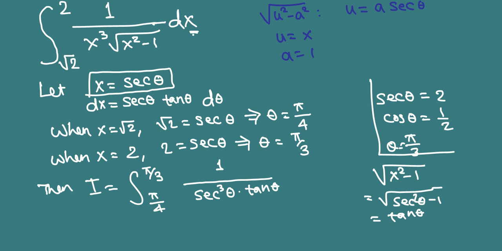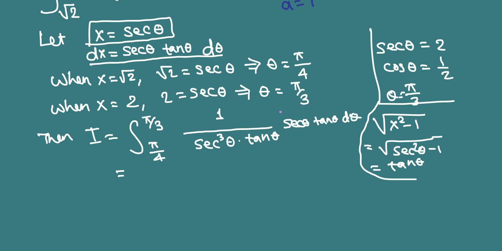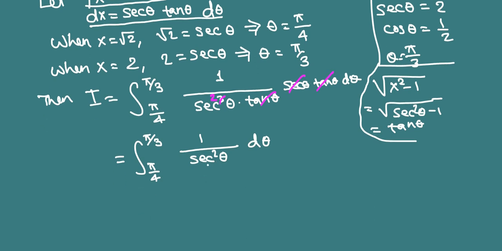This part is tangent theta times dx, and we found dx here. dx is secant tangent d theta. Let's simplify and integrate. I can see a couple of cancellations: secant to the 3, 2, 1 cancel, 2 left, and tangent cancels with tangent. Then we have, from pi over 4 to pi over 3, on the top just 1 over secant squared d theta. The reciprocal of secant is cosine, so this is basically the integral from pi over 4 to pi over 3 of cosine squared theta d theta.